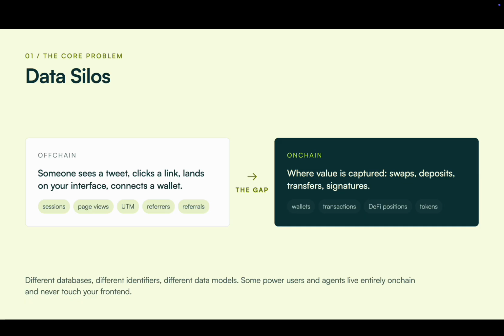The core challenge is that DeFi operates across two separate data silos. Off-chain, you have traffic sources, sessions, page views, referral codes, and campaign data. On-chain, you have wallets, transactions, DeFi positions, tokens, and revenue. The problem is that these systems use different identifiers, sessions versus wallets, and different data models, web analytics versus on-chain analytics. A marketing team might know where a user came from. A blockchain explorer might show every transaction that user made. Connecting those two views is where things get difficult.